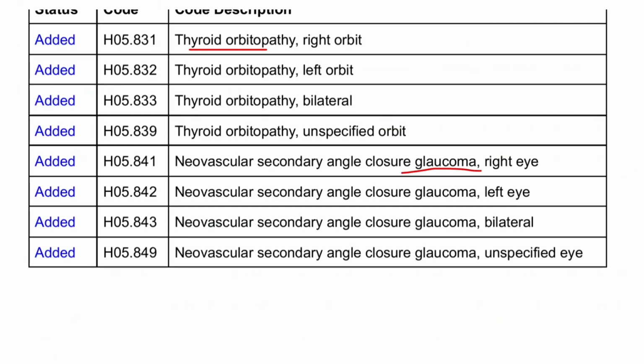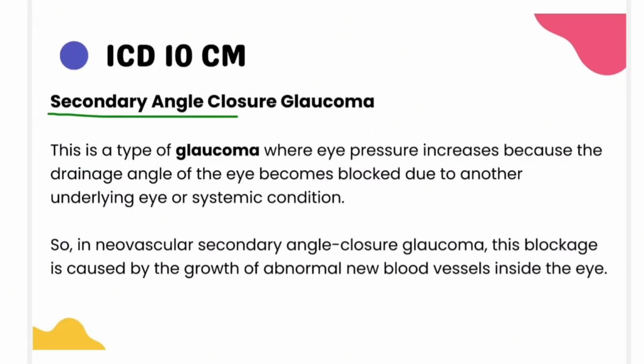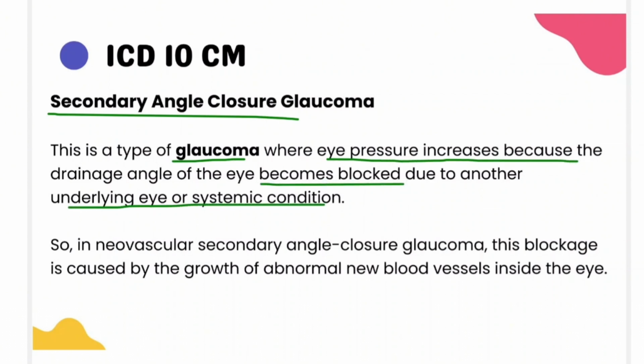The second new added code is for glaucoma. Now moving on to secondary angle closure glaucoma. This is a type of glaucoma where eye pressure increases because the drainage angle of the eye becomes blocked due to another underlying eye or systemic condition. In neovascular secondary angle closure glaucoma, this blockage is caused by the growth of abnormal new blood vessels inside the eye.